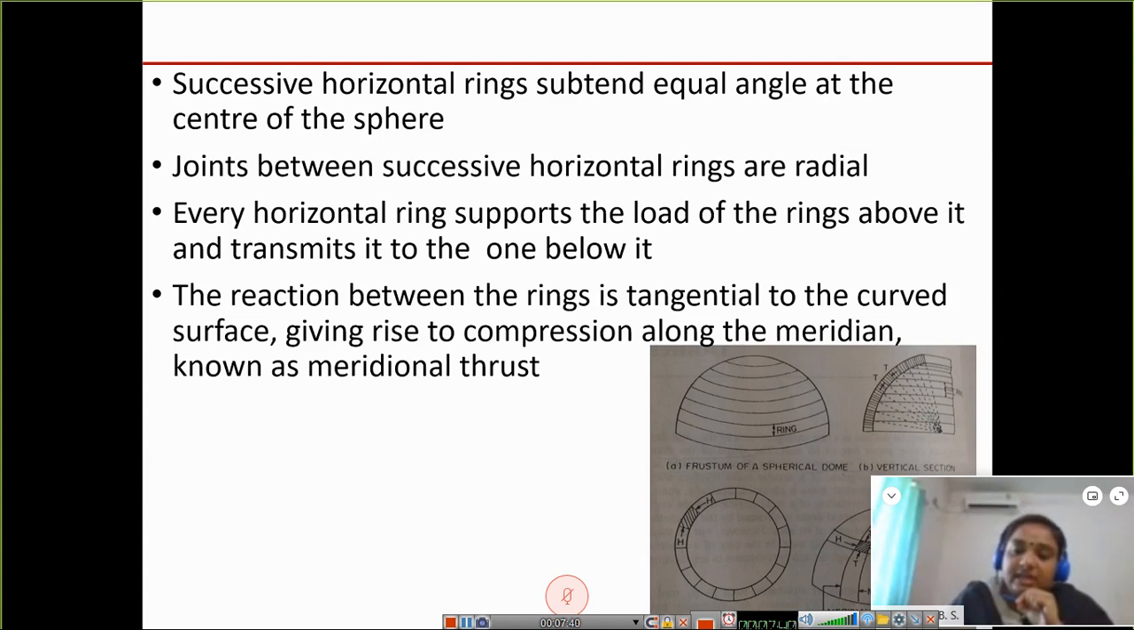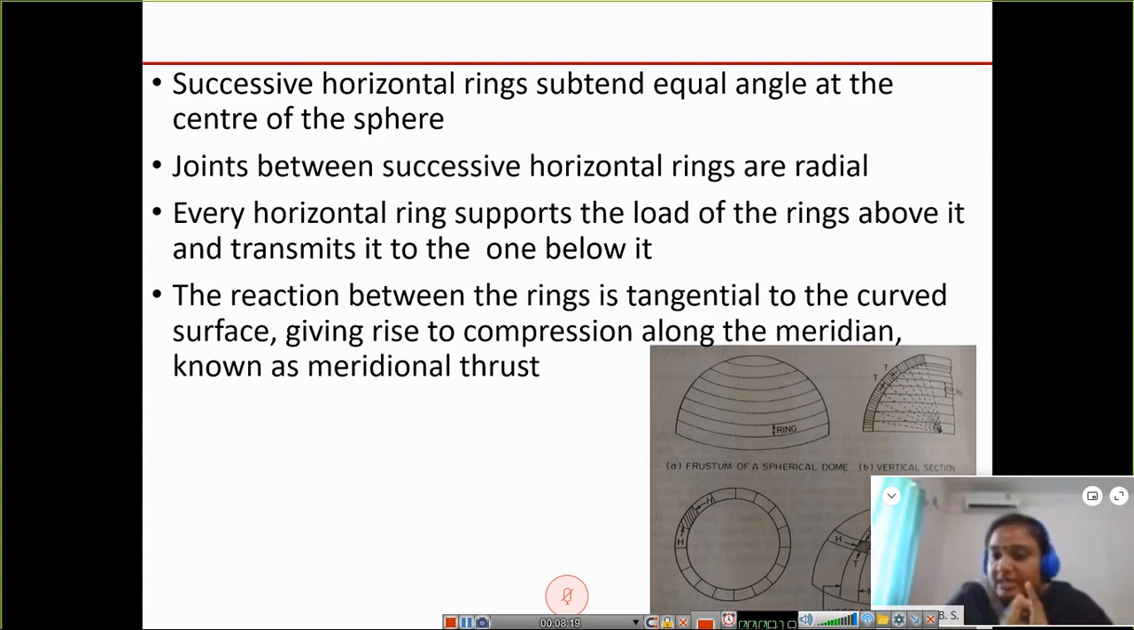So whatever we have studied in beams and all, the reaction is always in the vertical direction, right? Here, it is actually happening in the tangential direction. So that is very important to understand, because this tangential force will give rise to compression along the meridian. So this is the meridian, and along the meridian it will give rise to compression, and this kind of stress is known as the meridional thrust. So that is one point.